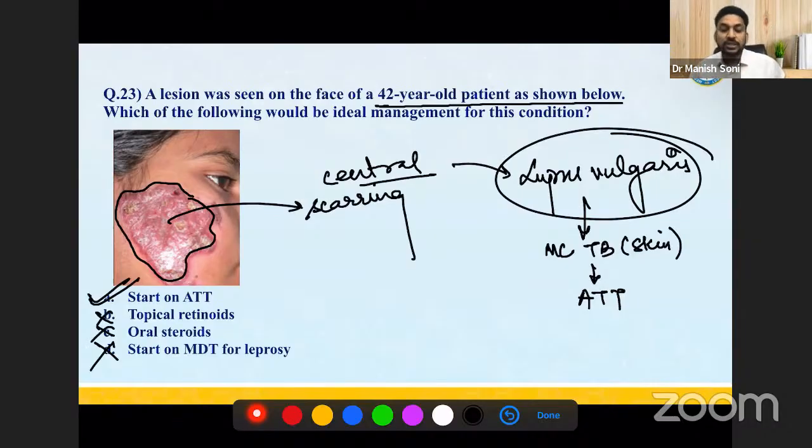So you can identify this lesion. If the lesion is slowly growing and persisting there for a long period, tuberculosis generally occurs over exposed areas like the face, and there is scarring present in the center, then you should suspect lupus vulgaris.